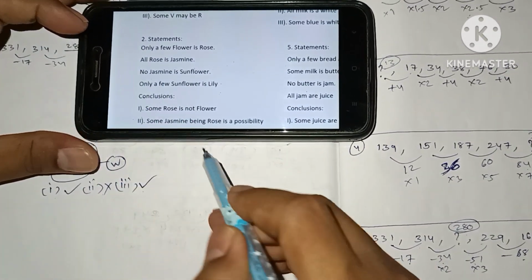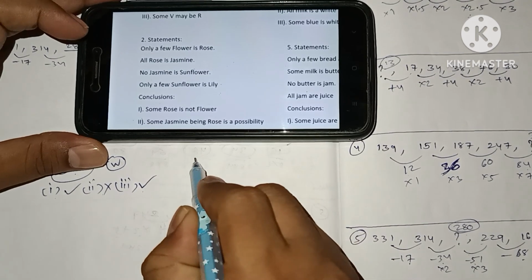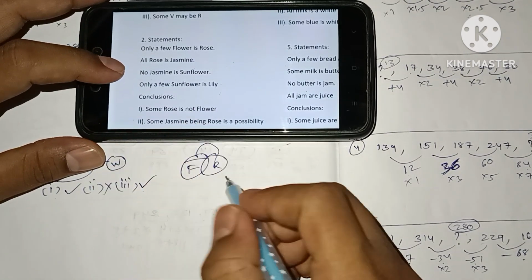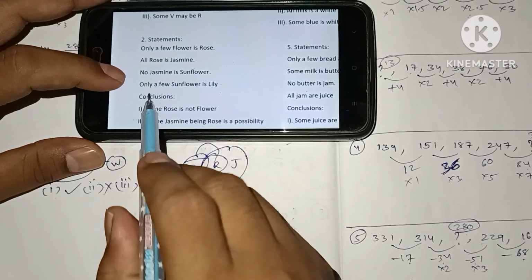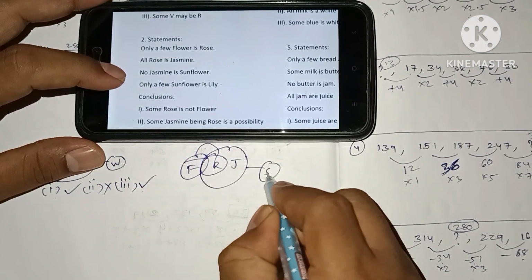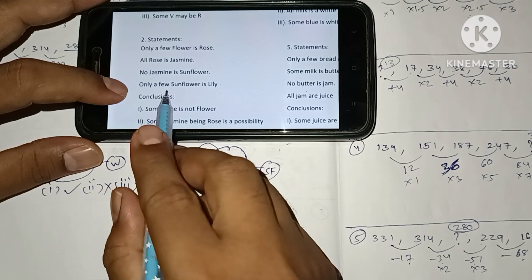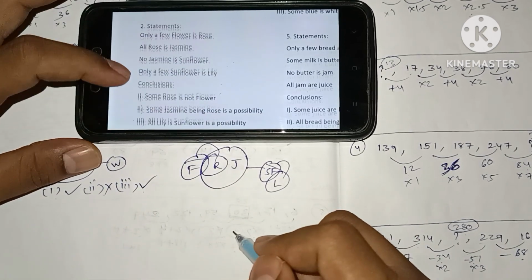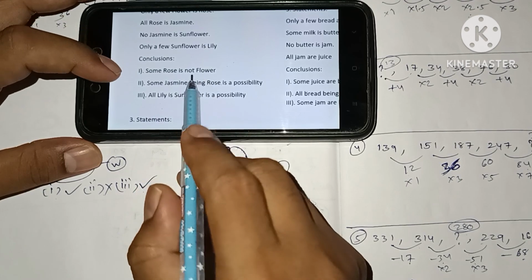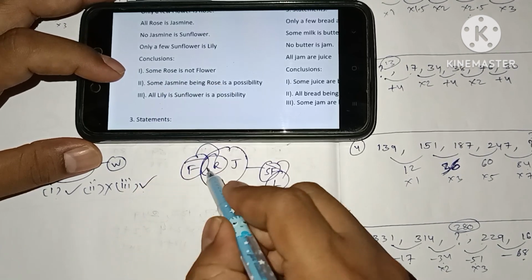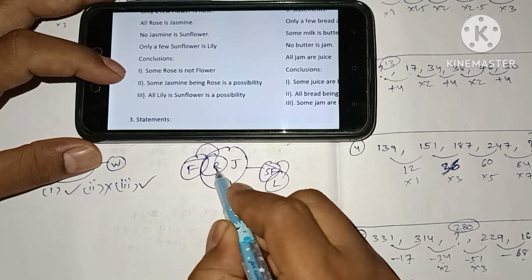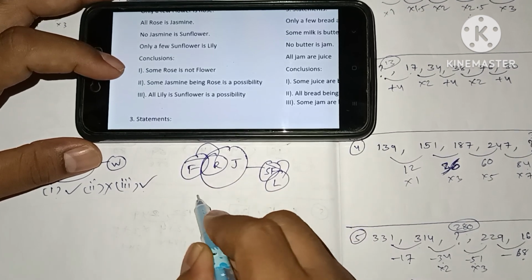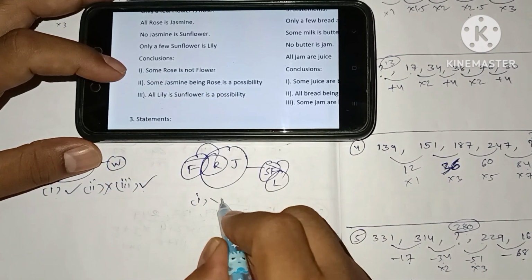Second question. Only a few flower is rose. All rose is jasmine. No jasmine is sunflower. Only a few sunflower is lily. Conclusions. Some rose is not flower. We check all rose can be flower. All rose can be placed inside flower. Yes, all case possible. All case possible means some not case fails.